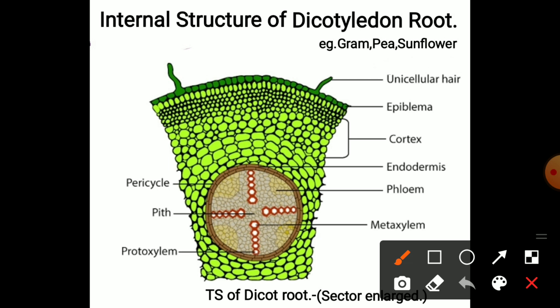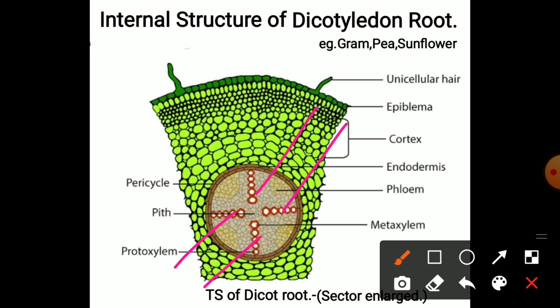Now, over here, this particular figure shows 1, 2, 3, 4 xylem bundles and 4 phloem bundles. So this is called a tetrarch type of root. Tetra means 4. 4 radial vascular bundles are present. Therefore, it is called a tetrarch type of root or tetrarch type of internal structure.